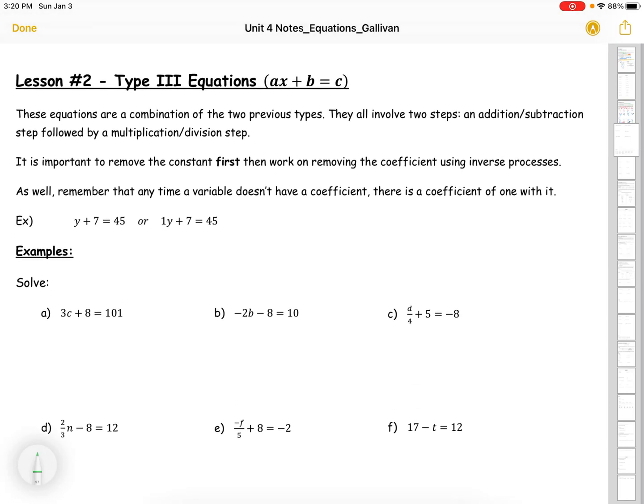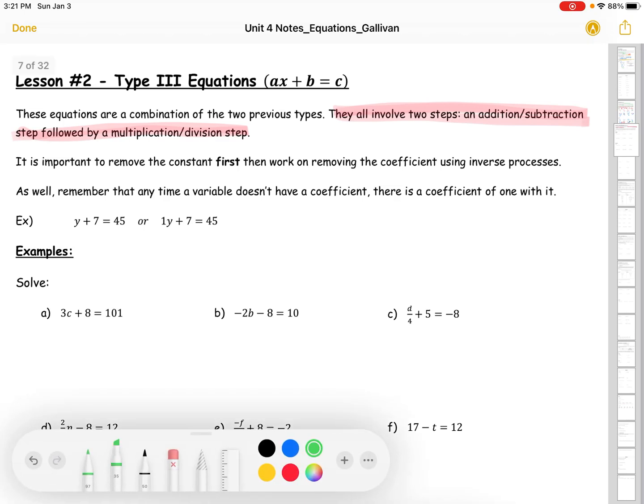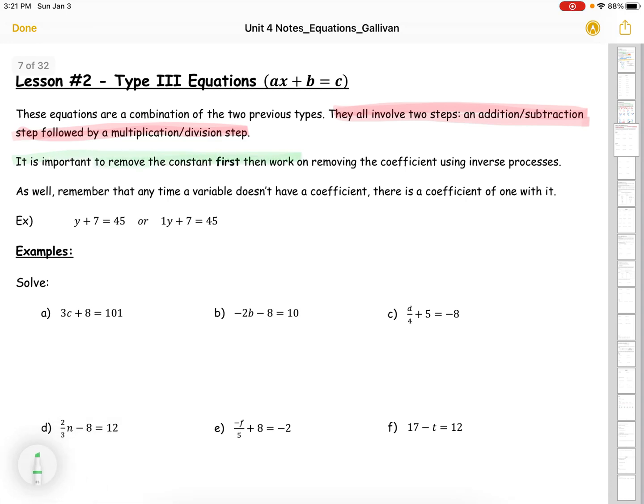Okay, so this is lesson 2A, lesson type 3 equations. Equations in the form ax plus b equals c. So the big thing with this is that in the last ones we looked at, there was only one step involved to solve. Here we're going to require two steps, both an addition and subtraction step followed by a multiplication division step. Now, it's important to do the addition subtraction first, so remove the constant first, and then you can remove the coefficient using an inverse process.